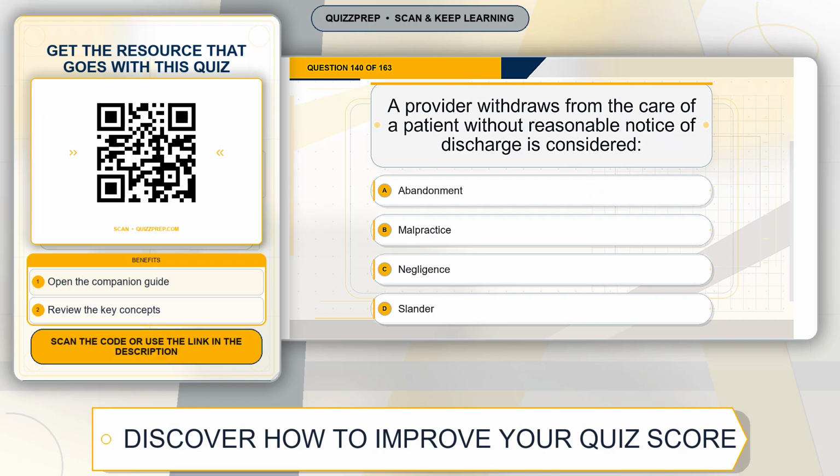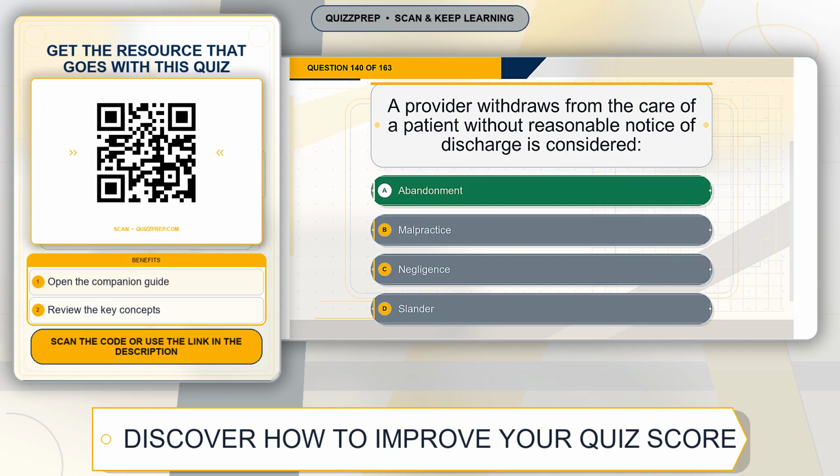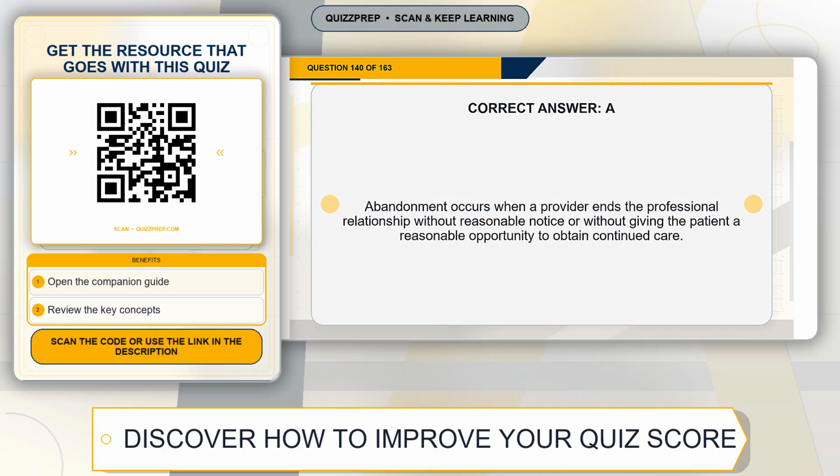Question 140. A provider who withdraws from the care of a patient without reasonable notice of discharge is considered option A, abandonment, option B, malpractice, option C, negligence, option D, slander. The correct answer is option A, abandonment. Explanation. Abandonment occurs when a provider ends the professional relationship without reasonable notice or without giving the patient a reasonable opportunity to obtain continued care.